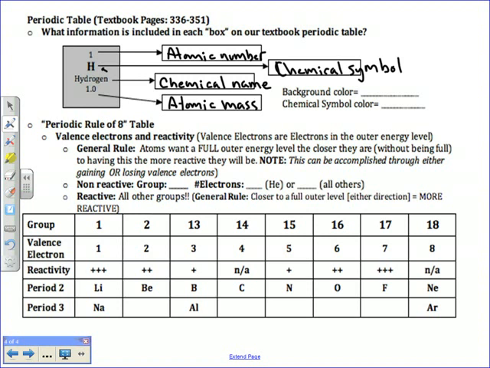So the background color usually indicates class and category. Obviously this is in black and white, but in some periodic tables, this is what can be an indicator. Also, the chemical symbol color will indicate the state that it is in at room temperature, or the physical state.